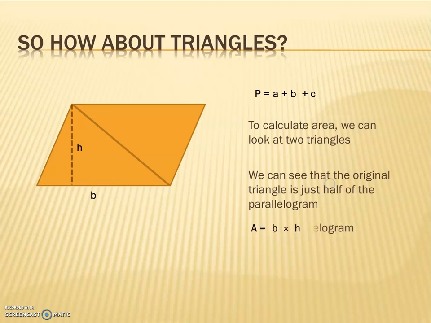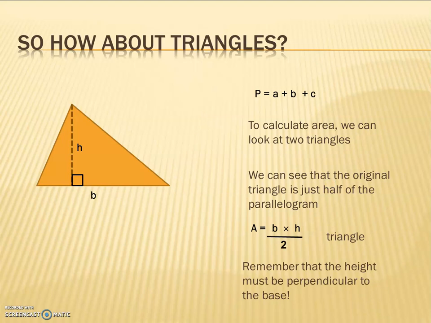So when we're trying to calculate the area of a triangle, remember the parallelogram would be base times height. If we divide it by 2, that gives us the area of the triangle. So base times height divided by 2, and remember the height has to be perpendicular to the base.